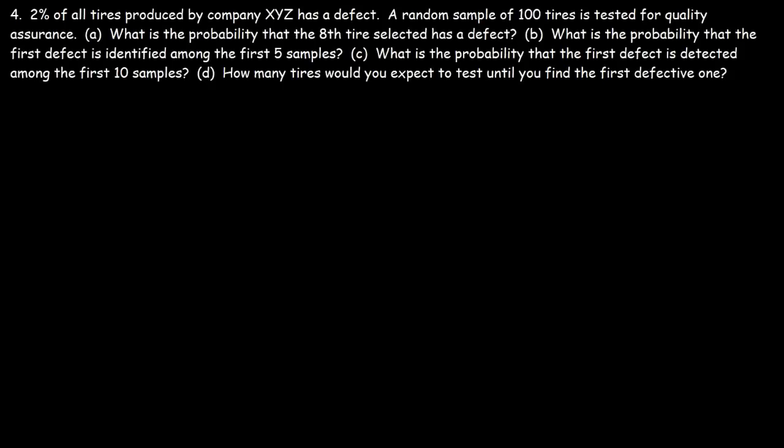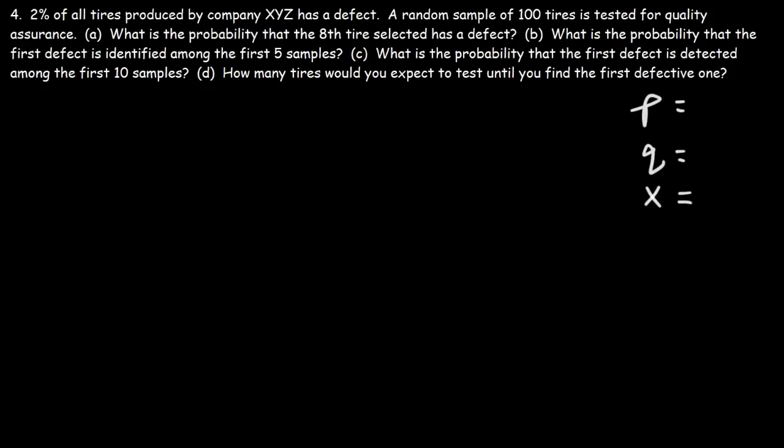Number 4. 2% of all tires produced by company XYZ has a defect. A random sample of 100 tires is tested for quality assurance. What is the probability that the 8th tire selected has a defect? So go ahead and take a minute and try this problem. So let's write down what we know. So what are the values of P, Q, and X in this problem?